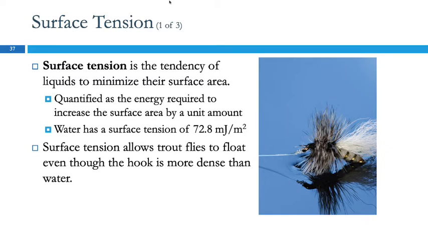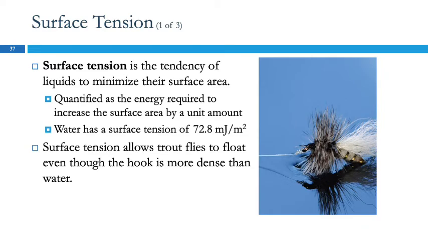Here's another example of surface tension. This is a fisherman's fly floating on the water. This should sink because it's more dense than water, but it doesn't. So surface tension, what is that? It's the tendency of liquids to minimize their surface area.